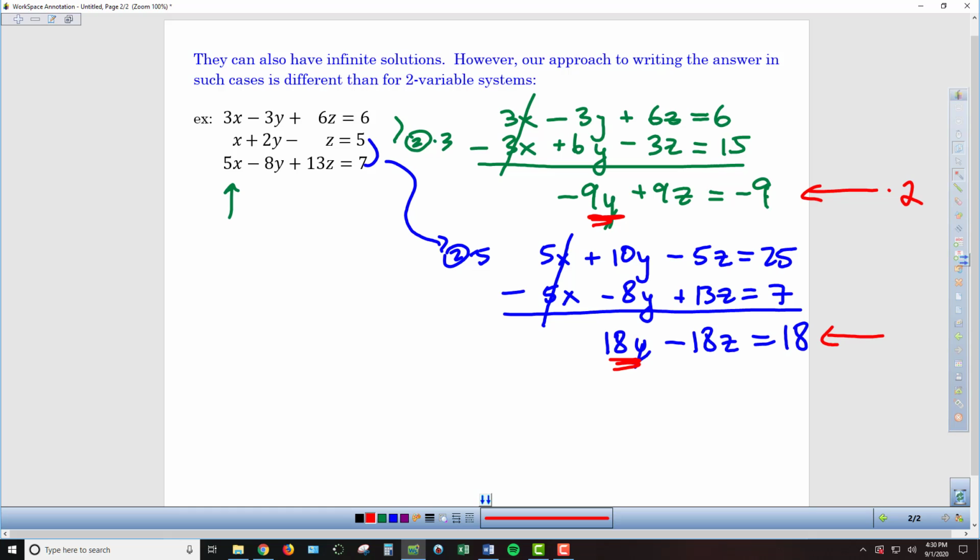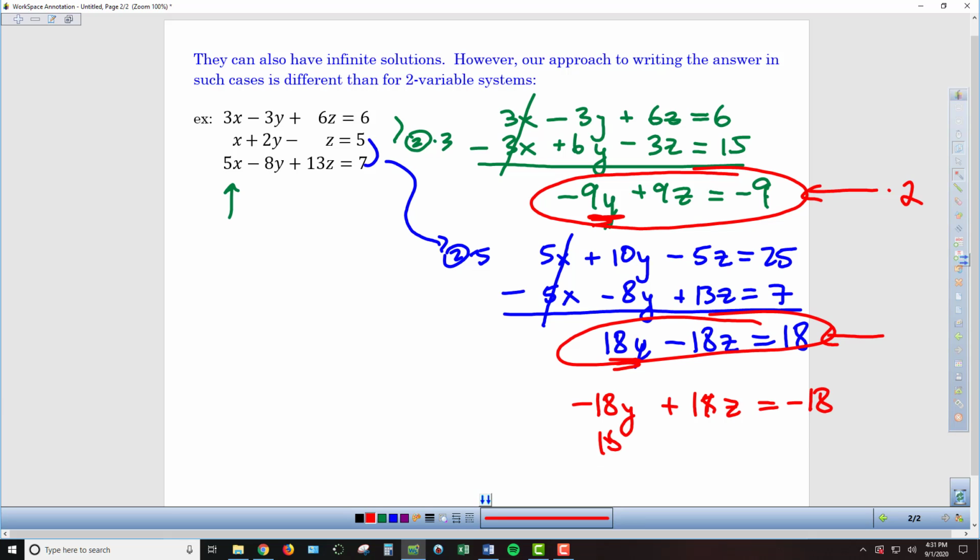Well, if I do that, I multiply this one by 2 and get negative 18y plus 18z equals negative 18. I have to multiply everything by 2. And then I can just copy down this equation. So we have 18y minus 18z equals 18.